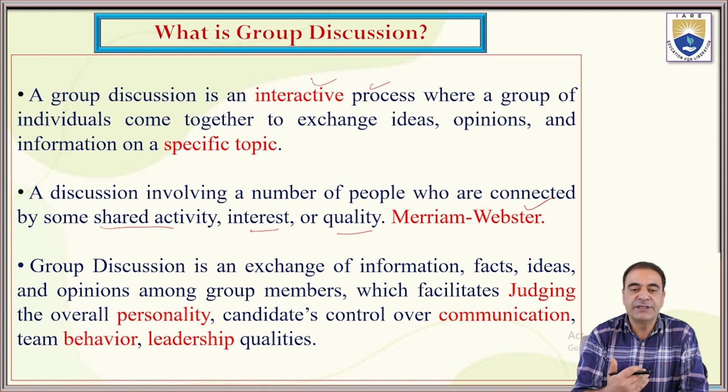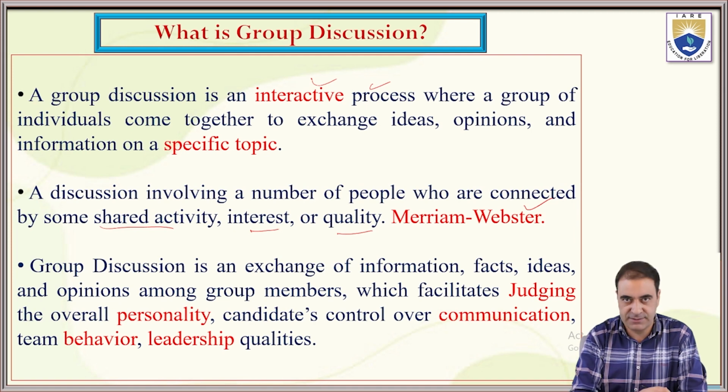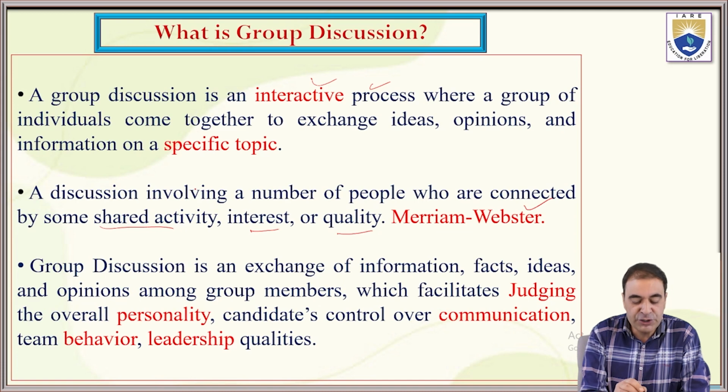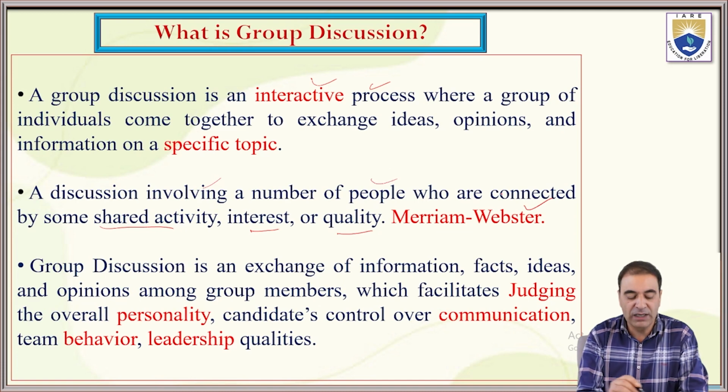For example, if we take a company that manufactures paints, and the company has recently manufactured new paints. Now they want to have a discussion on new pricing policies of these paints. Here we can say that each member of this group is sharing the interest. They have the shared interest, or this is a shared activity. That's why it is a discussion involving a number of people who are connected by some shared activity or shared interest.